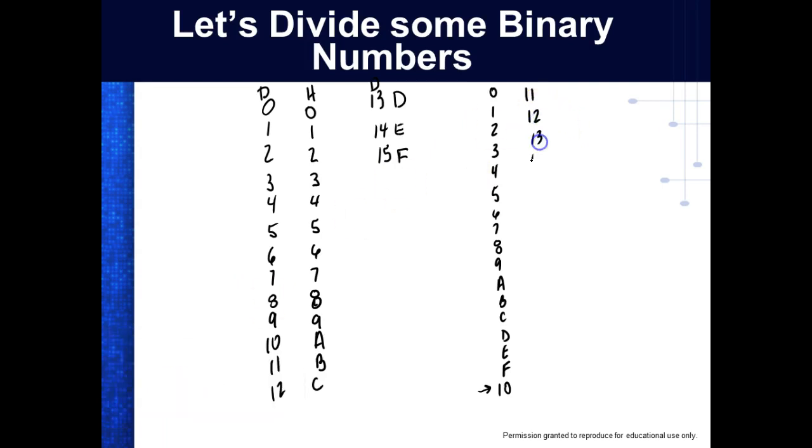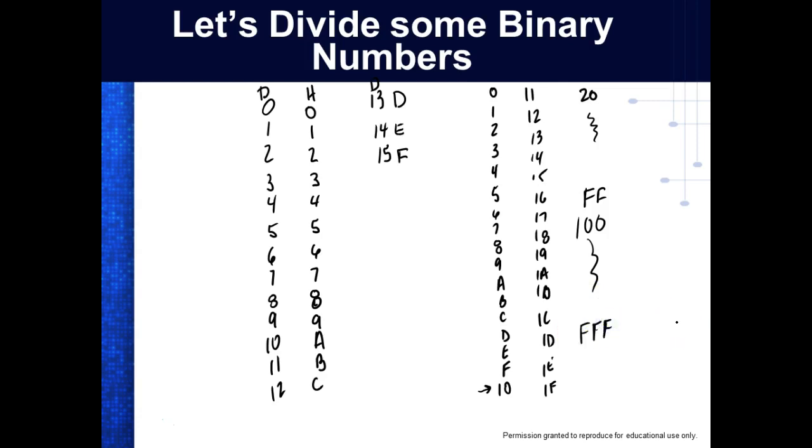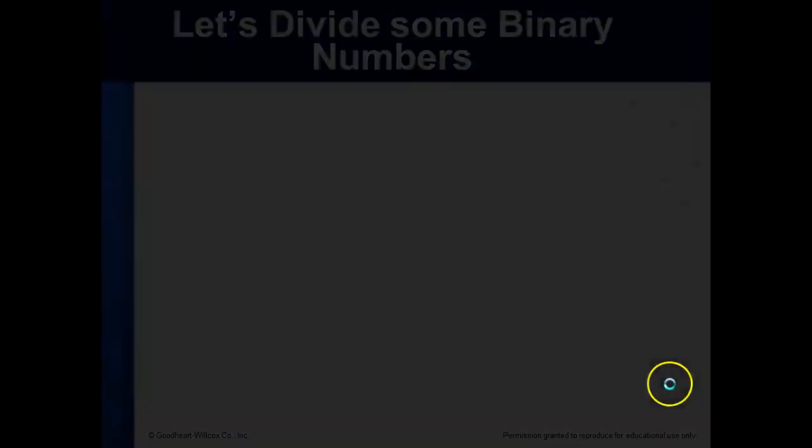1, 3, 1, 4, 1, 5, 1, 6, 1, 7, 1, 8, 1, 9, 1A, 1B, 1C, 1D, 1E, 1F. What would come next? 2, 0. We hadn't run out of combinations here. And this would go all the way till we got to FF, which is 255. And then I would start all over. 256. And I would keep going until I got up to what? F, F, F, F, right? You understand? And then I'd add another digit, and start over.